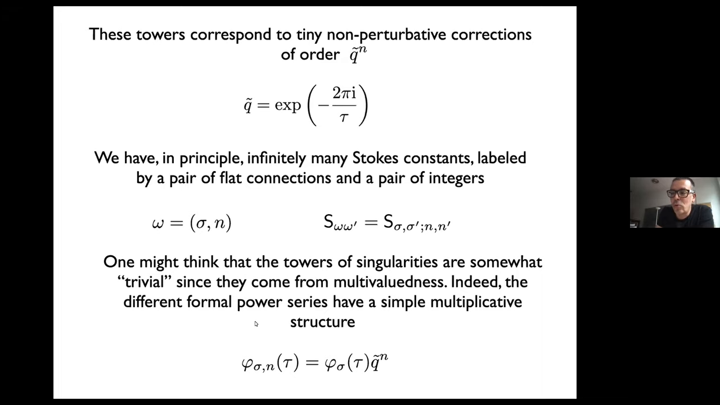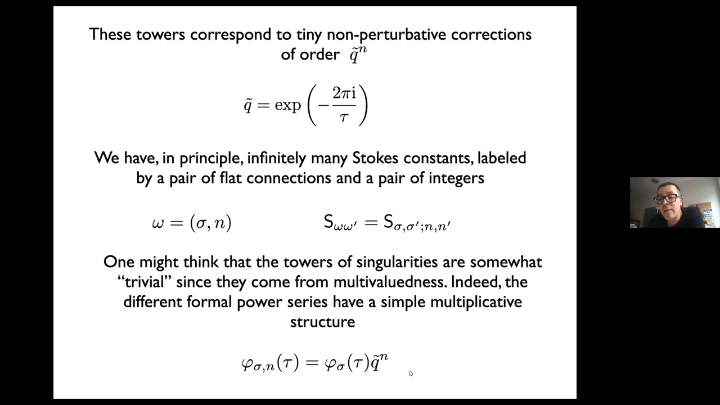Now it seems intuitively clear that since this is due to multivaluedness, the different series corresponding to different n's cannot be infinitely complicated. And actually, it's true. You can see that the formal power series associated to different n's are obtained by the power series associated to n equals zero times just this factor q twiddle to the n. So this essentially is just a classical contribution due to the classical action due to this additional multivaluedness of Chern-Simons. So in a sense, these additional sectors are not very complicated because they do not really give you completely different series. They just give you the series for n equals zero times some q twiddle to the n. So this is quite simple. And we thought for a long time that the Stokes constants would be equally simple, but there we were wrong.